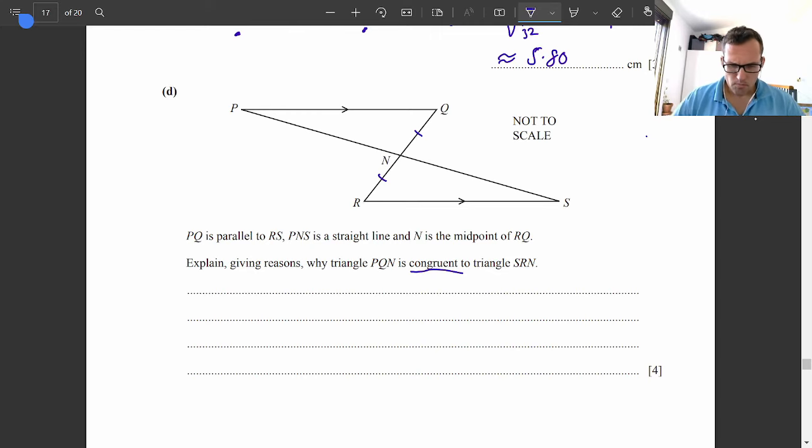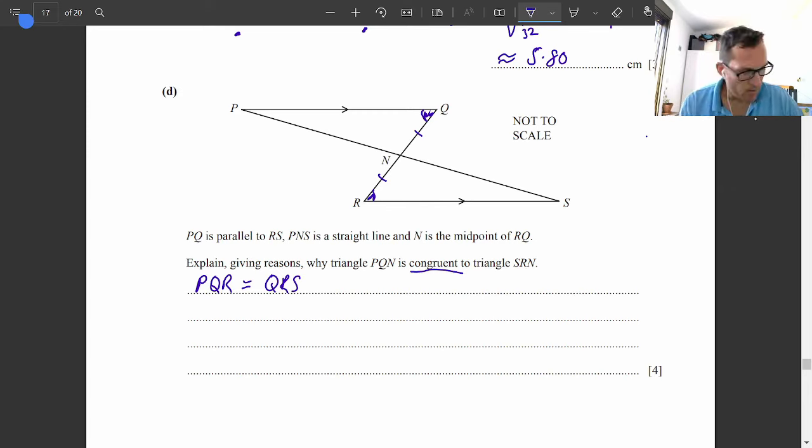So parallel lines, let's use those alternate angles. Immediately I can see here, you see this angle here, PQR, equals this angle down here. We got that beautiful Z, very clear. Let's call that angle QRS.